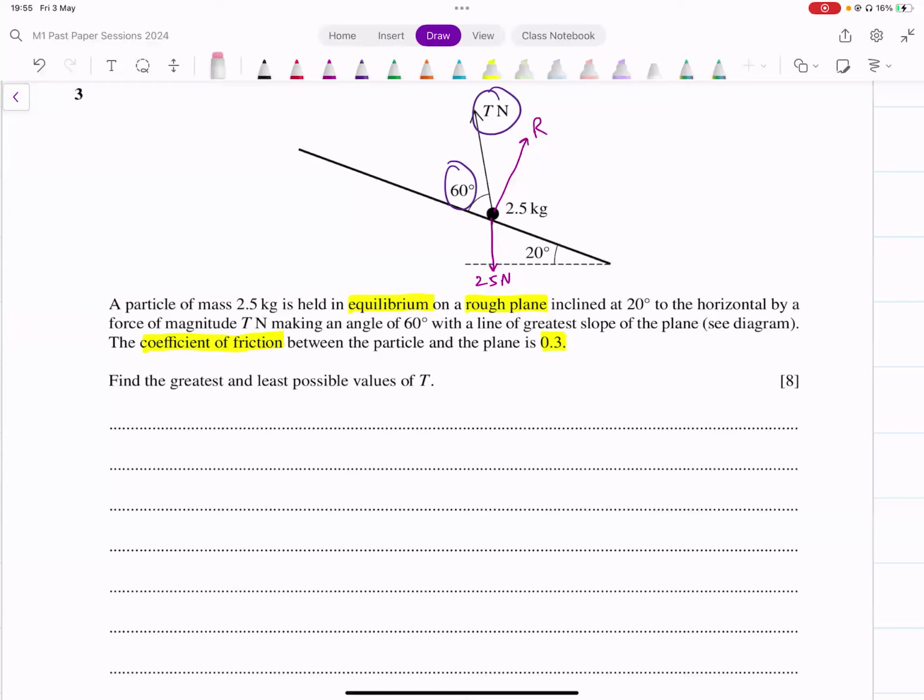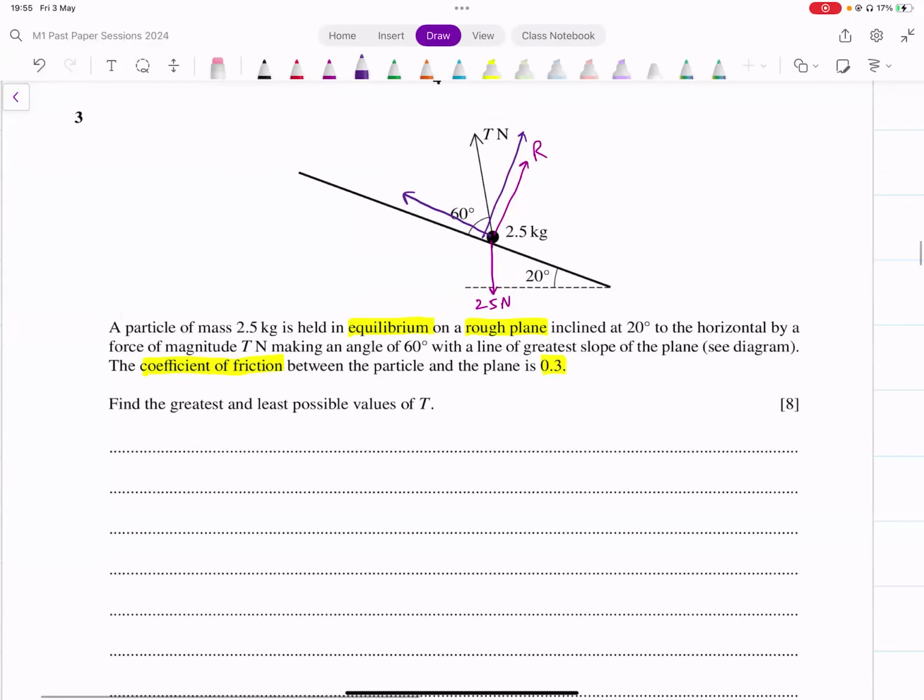Tension is acting at 60 degrees to the plane. So there are two components that we have for tension. One acting along the plane or parallel to the plane in this direction, and the other acting perpendicular to the plane in this direction. Component adjacent to the angle, that will be T cos 60, and the component on the other side of the angle, that's going to be T sin 60. Okay. Now, these are all the forces.